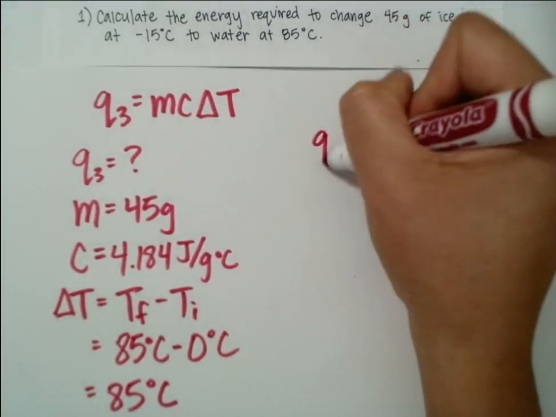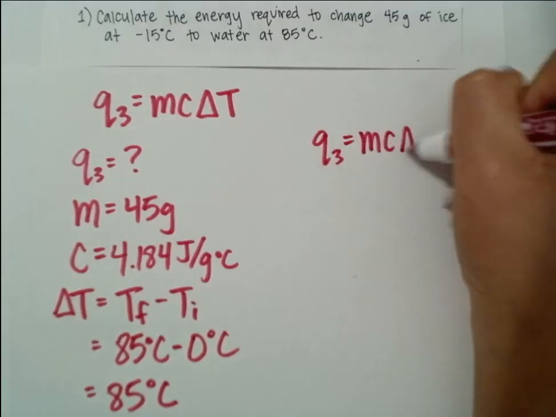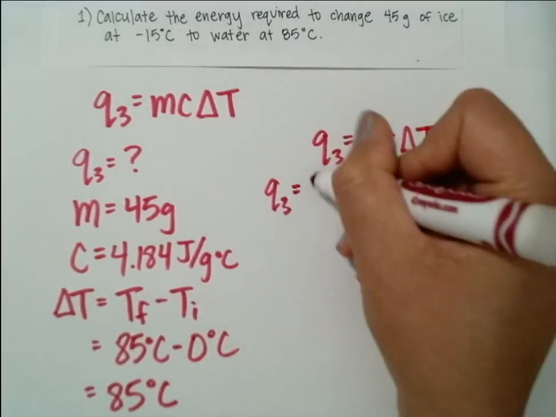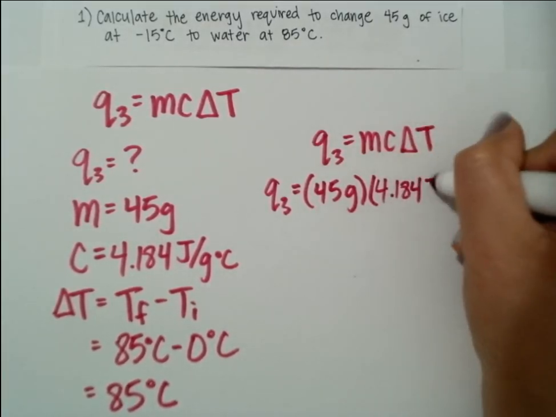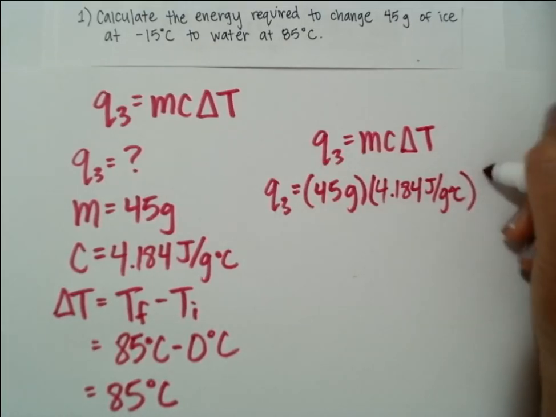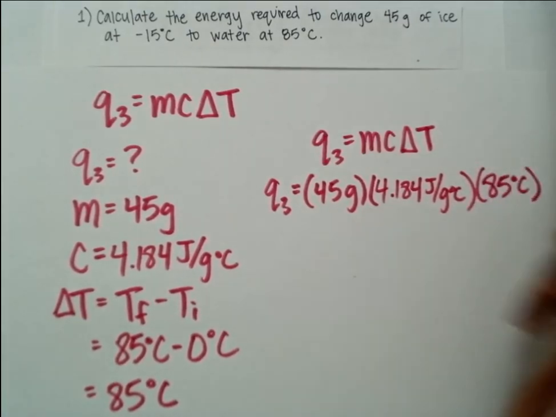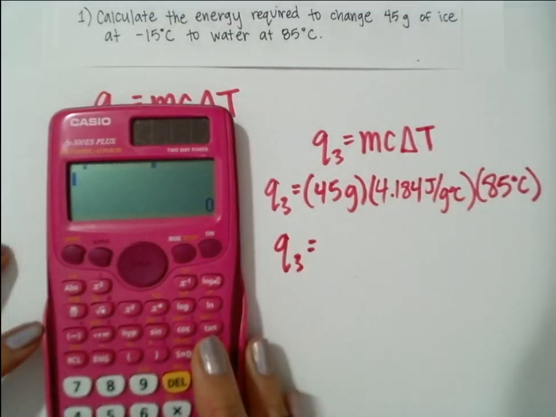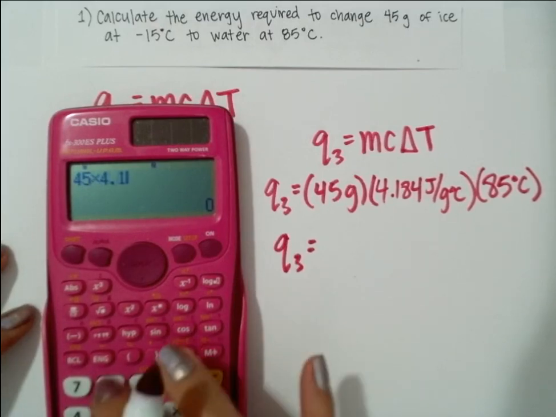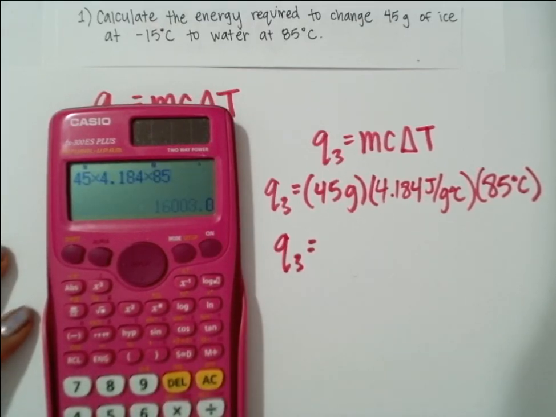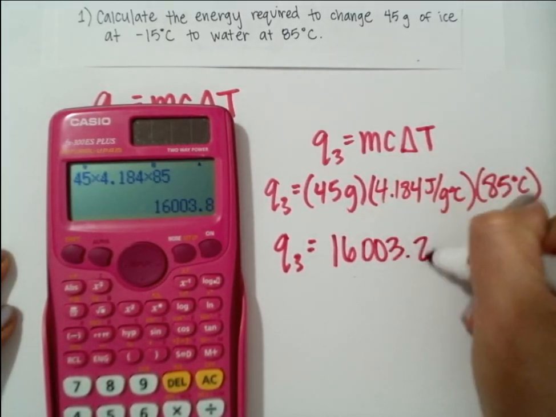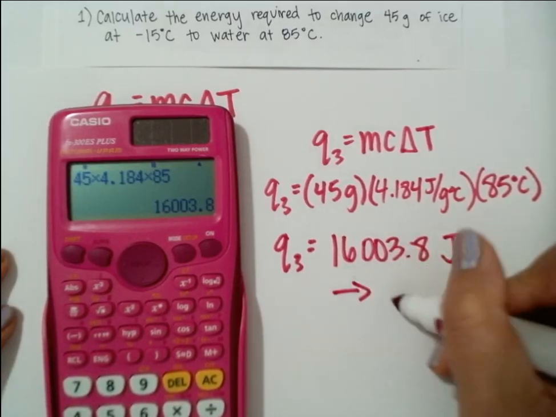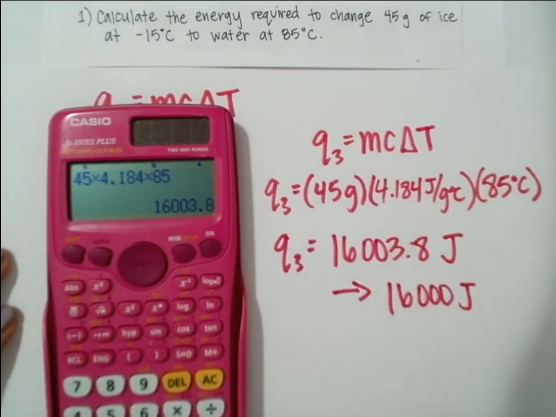Okay, so let's plug these numbers in. Q is equal to MC delta T. So Q is equal to 45 grams times 4.184 joules per gram degree Celsius times 85 degrees Celsius. Okay, so when we plug that in, we have 45 times 4.184 times 85, and that gives me 16,003.8 joules. With sig figs, that will be 16,000.